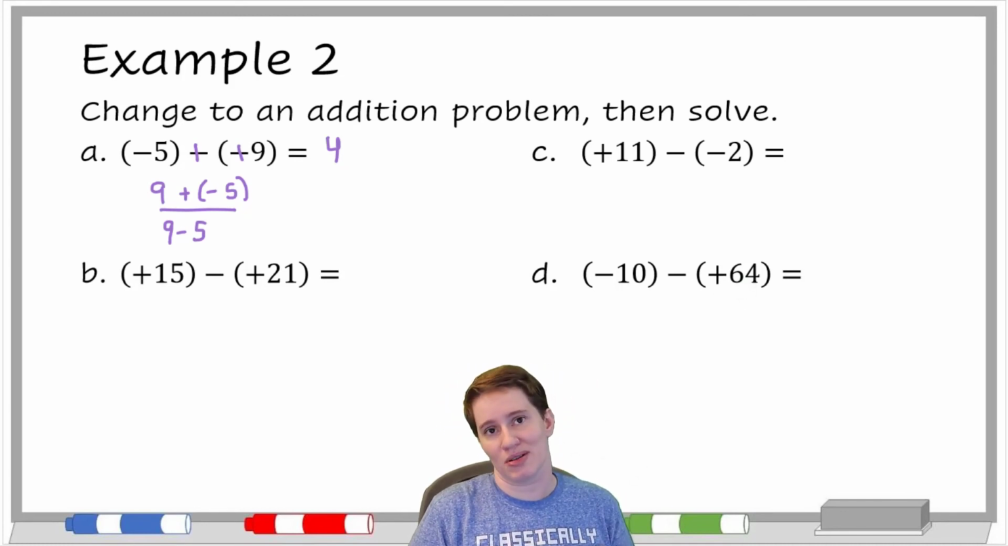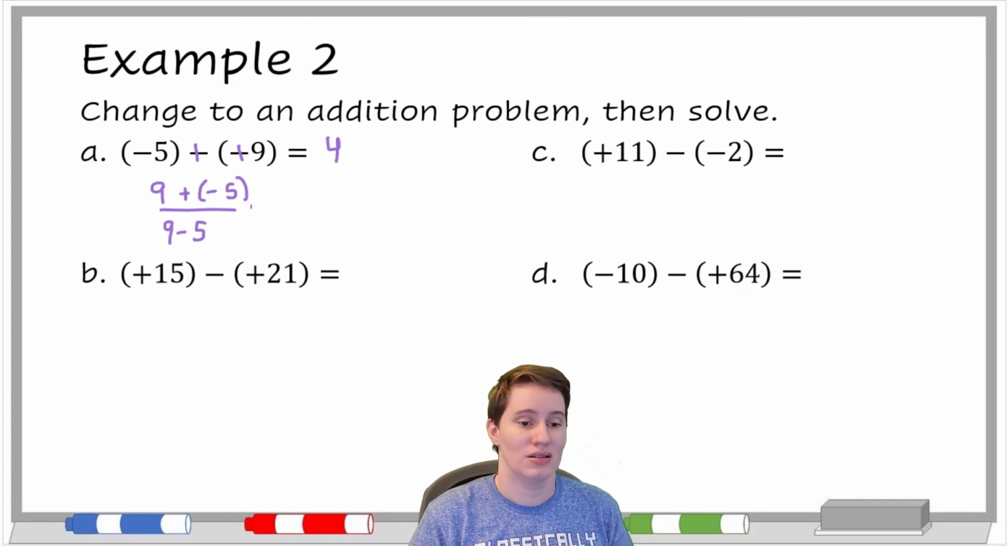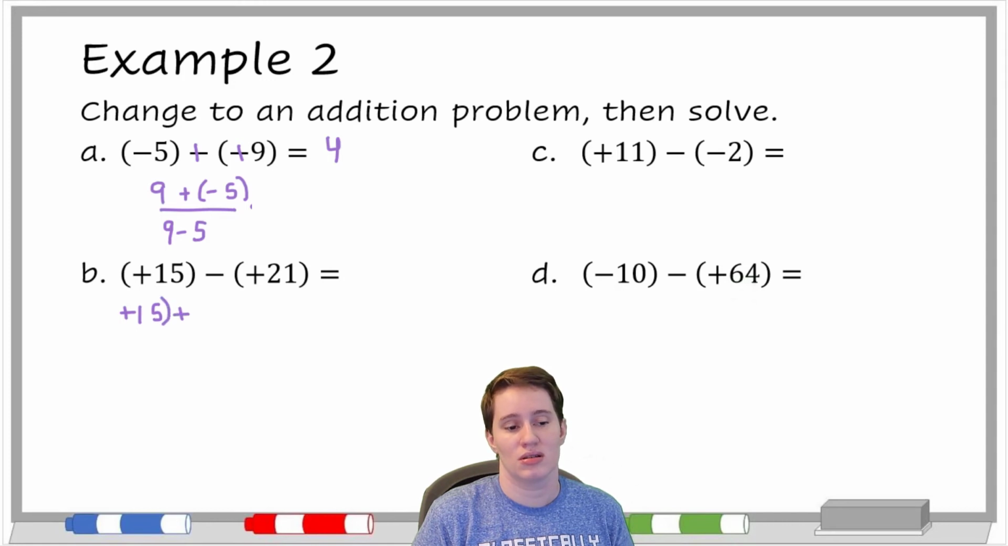If you don't know what I'm talking about, go back and look at the previous video. So let's look at B. 15 minus a +21. So we could try to do this as subtraction and think about, okay, if I have +15 and I subtract a +21, what do I get? Or we can go ahead and change it to addition.